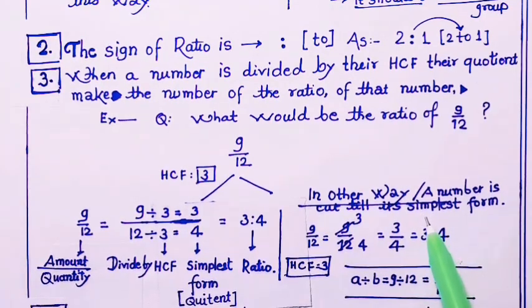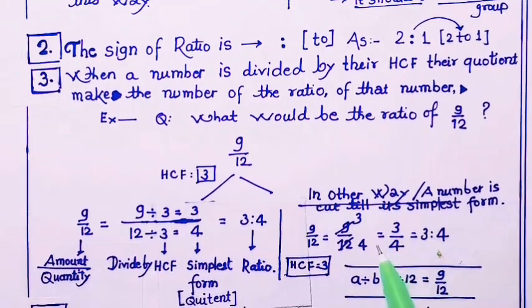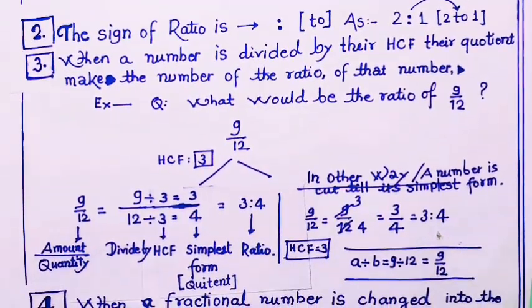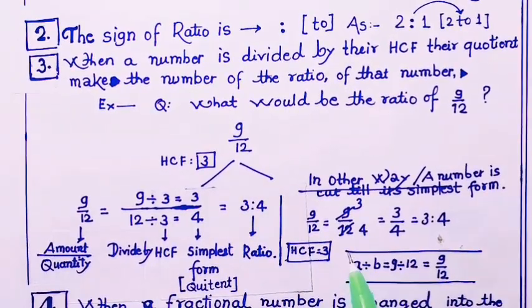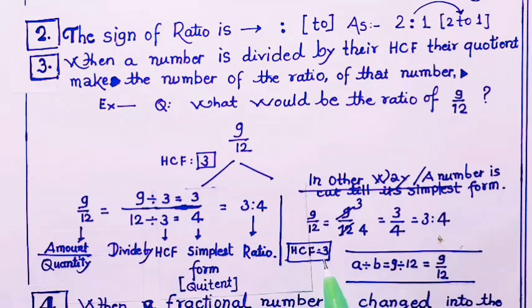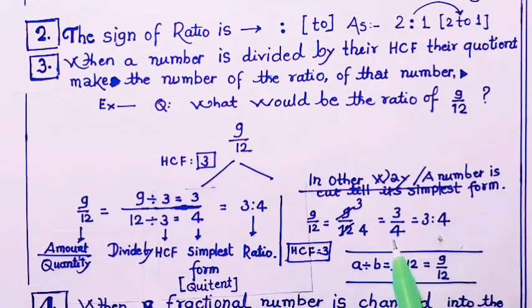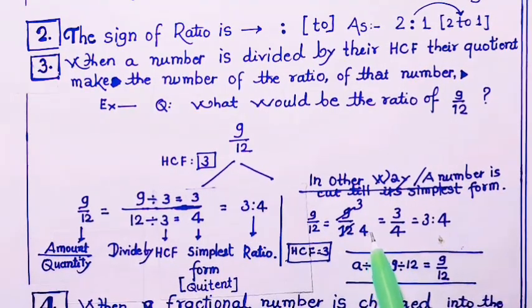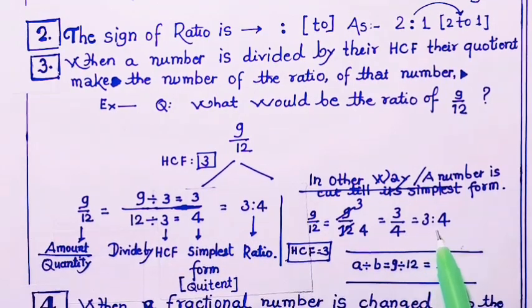In another way, a number is cut till its last form. It means the simplest form, such as 9 by 12, and it will be cancelled. It has been cancelled here by their HCF 3. So 3 by 4 we find, after cancelling we find 3 and 4, and 3 by 4 has been written into the number of ratio 3 to 4.